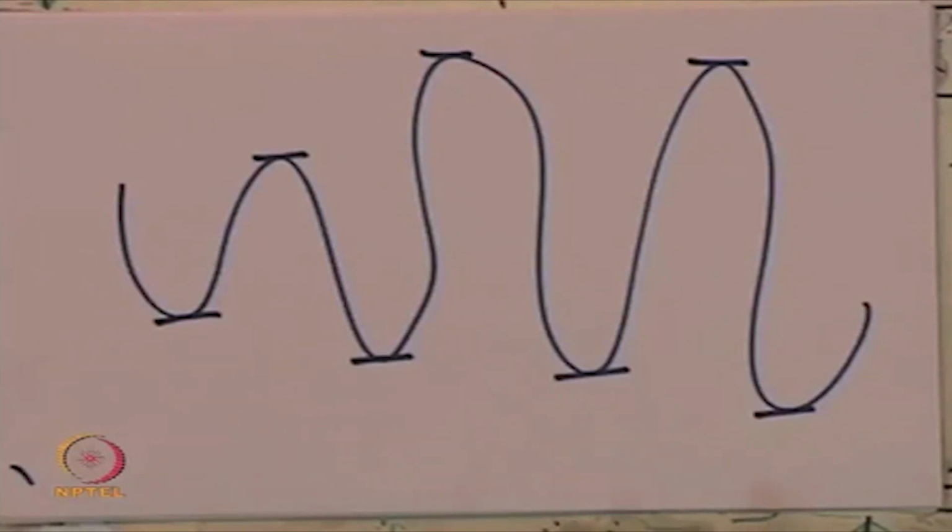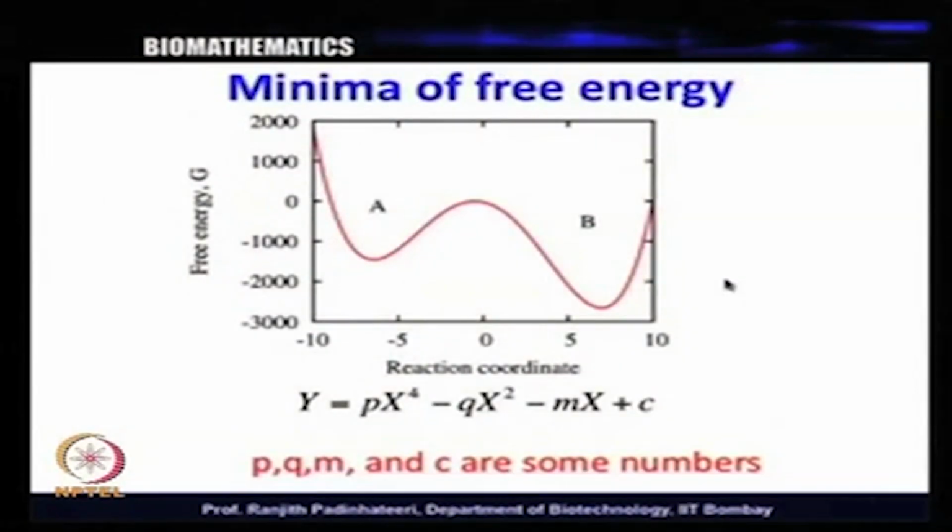So, what is this application? Let us have a look at the next slide. The immediate application is minima of free energy. One important idea in biology, as you all know, is energy landscape, the form of energy which has a lot of peaks and valleys. You can see here this free energy has a minimum here, a maximum here and a minimum here. So, two minima and a maximum.